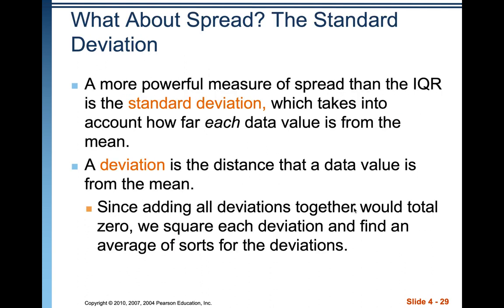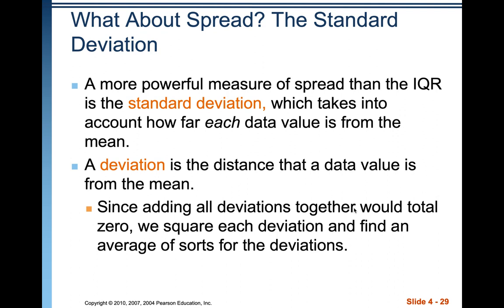So what about the spread with the symmetric distribution? The standard deviation is great to use if you know the mean. It's based on the mean. You actually use the mean to calculate it, so it's only paired with the mean. And the nice thing about it is that it does take into consideration how far each observation is from the mean. So a deviation is the distance that a data value is from the mean. It's going to be x minus x bar.